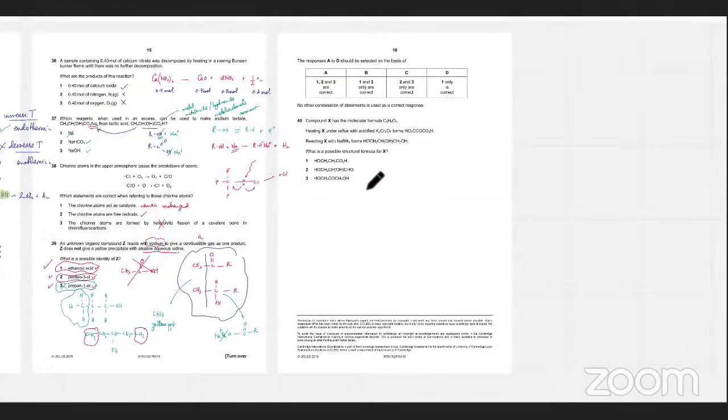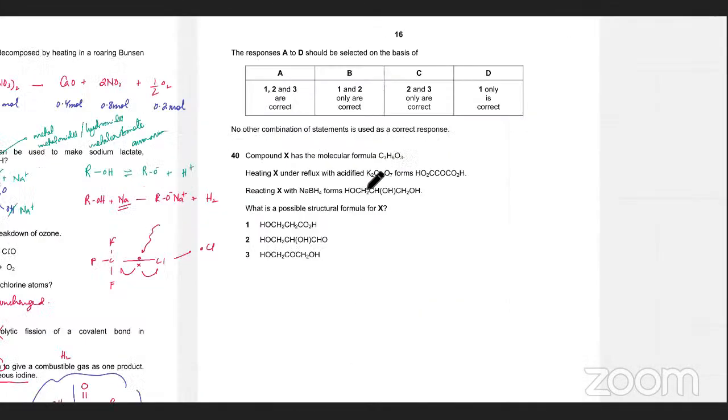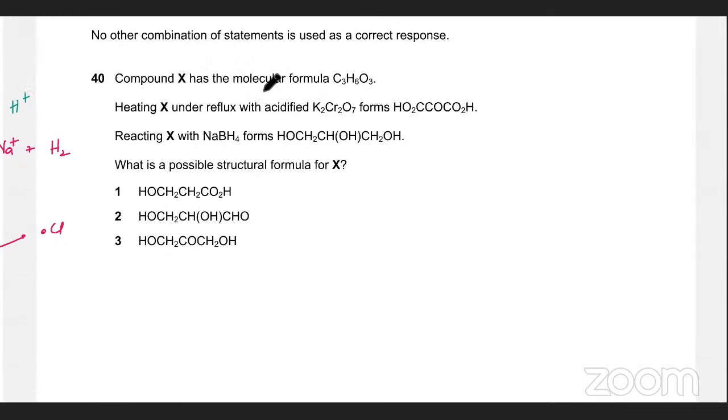As a last question for this, there's compound X and it has the molecular formula C3H6O3. And he's saying heating X under reflux with acidified K2Cr2O7 forms this thing. So there's oxidation happening. This one has 3 carbon atoms, with a carboxylic acid group over here, and I think a double bond O in the middle. So COOH, CO, and COOH.